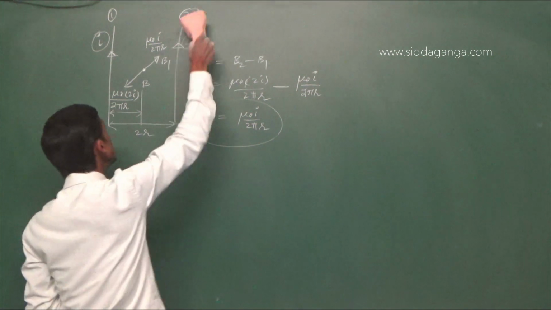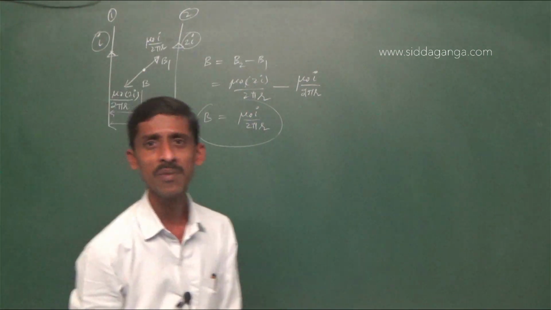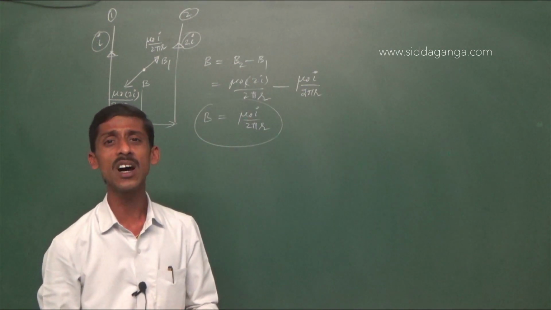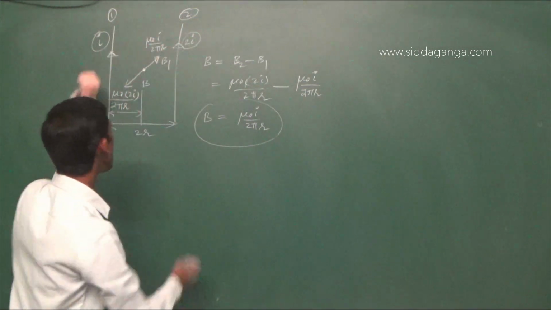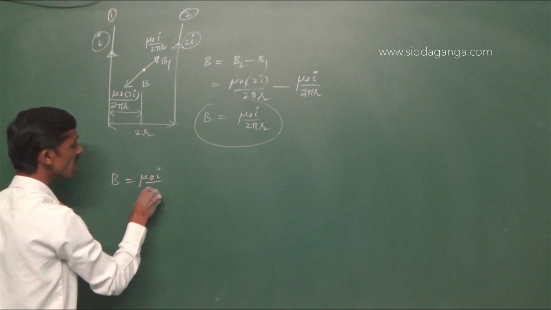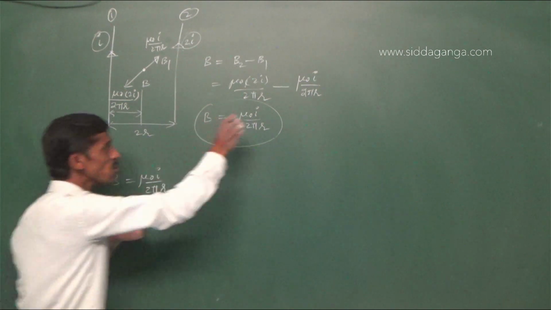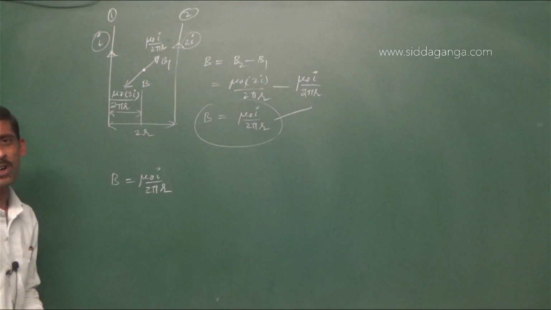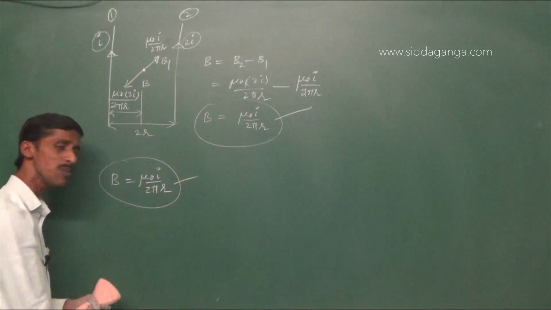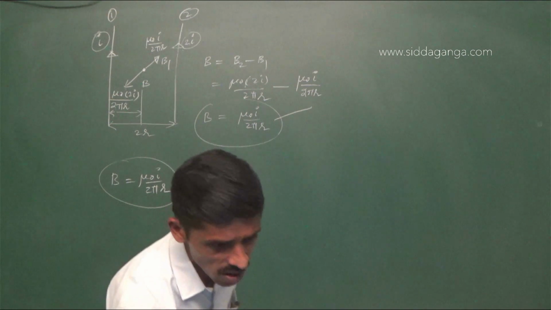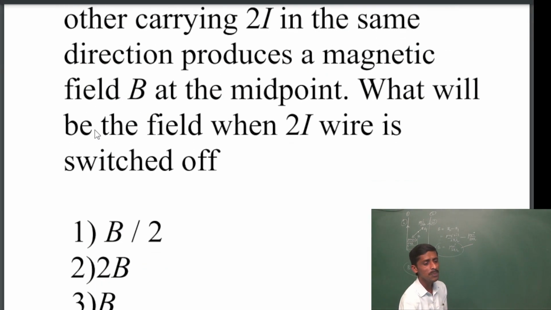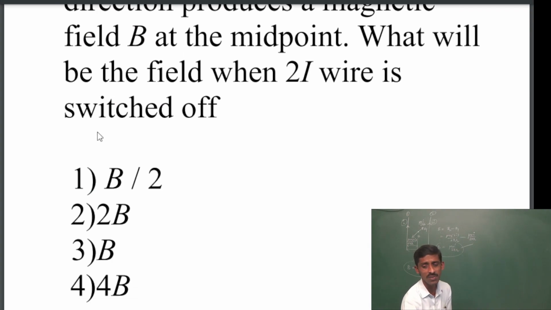Now if the current in the second wire, 2I, is switched off, what is the magnetic field at the same point? B is equal to mu naught I by 2 pi r. Net magnetic field due to both wires was mu naught I by 2 pi r. If the 2I current is switched off, the magnetic field due to the first wire is mu naught I by 2 pi r. So the answer will be B. So what will be the field when the 2I wire is switched off? Obviously B.